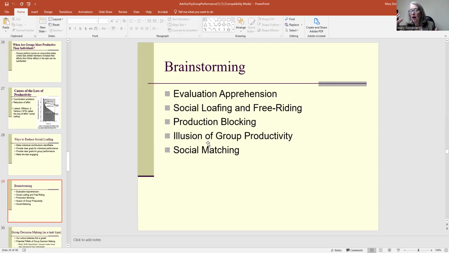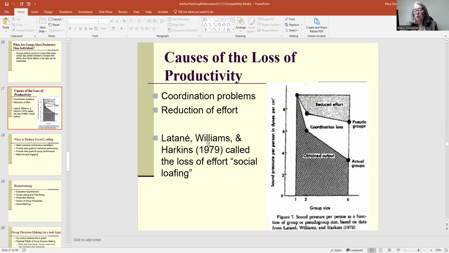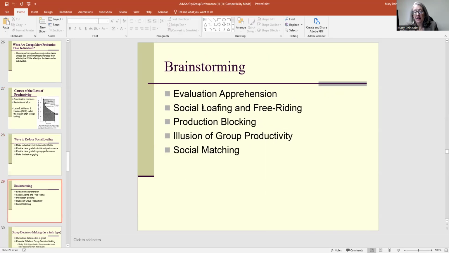So in the brainstorming literature, we try to ask what's going on? What are these production losses? So we're talking about what are the causes of productivity loss? There can be coordination problems, reduction of effort. What are some other issues that can happen? And in the brainstorming literature, it's clear that one thing that can happen is evaluation apprehension.